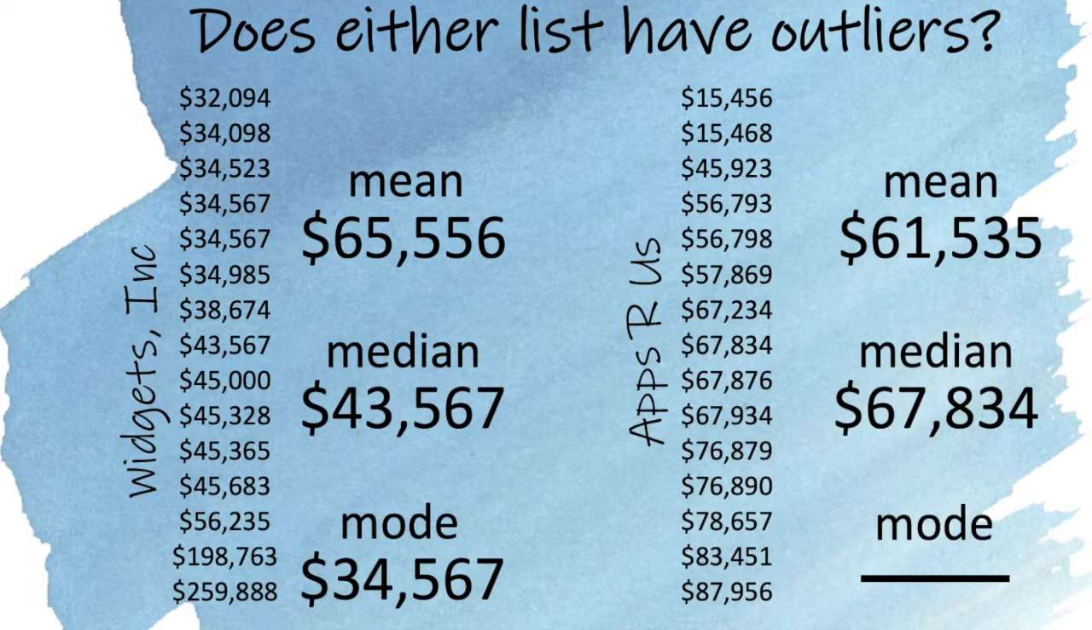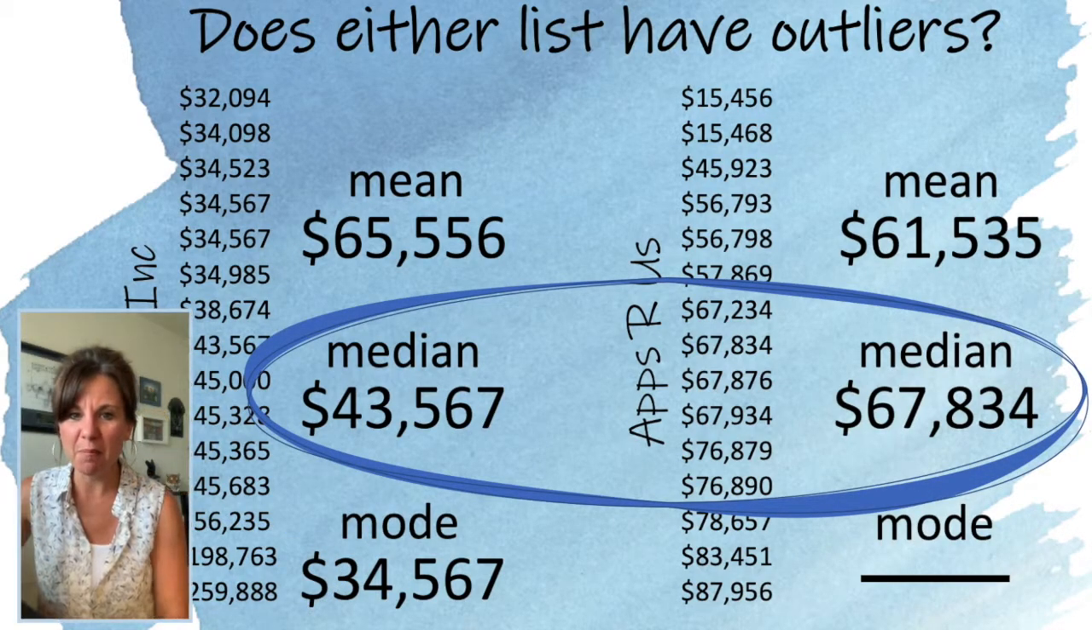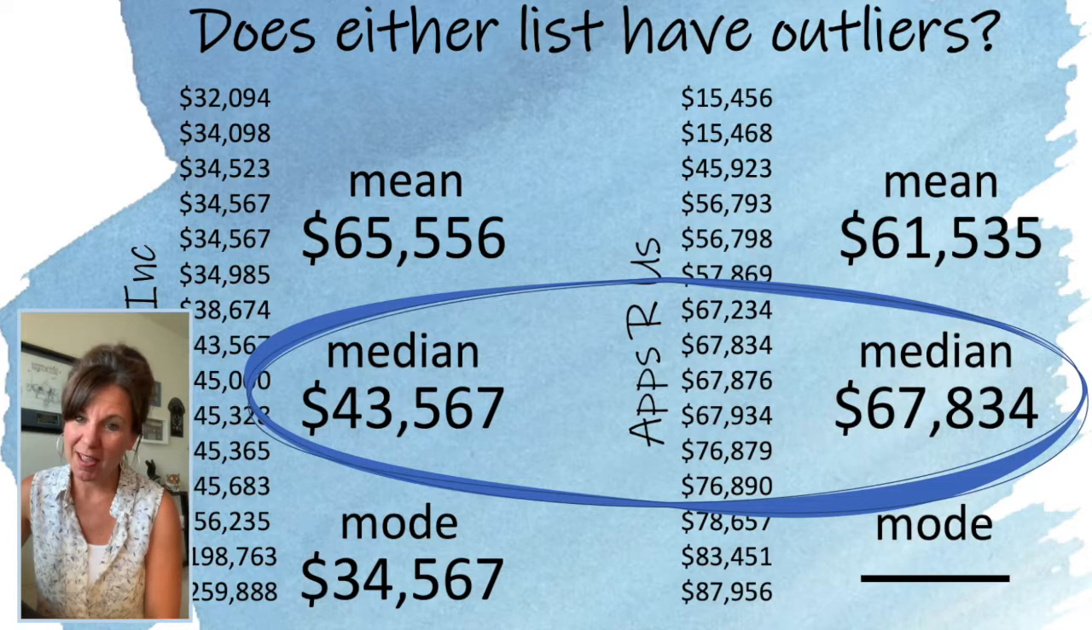Okay, so now we have to look at our list again and say, does either of this list have any outliers? Yeah. Look at the bottom of Widgets Inc., like 198,000, 259,000, like those are really big salaries. Those are significantly different than the rest of the data points, which means that the median is probably the most accurate measure of central tendency. So your buddy is right. Like probably you want to work at Apps R Us because that median is higher.